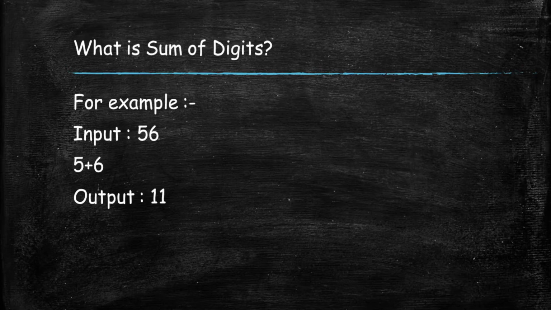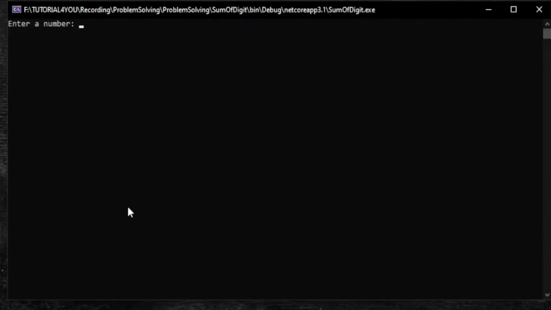Let's see this program in action. First, it will ask for a number, enter a number. We will enter 1, 2, 3 and click enter. As you can see, the sum is 6. If we add 1, 2, 3, we will get 6.